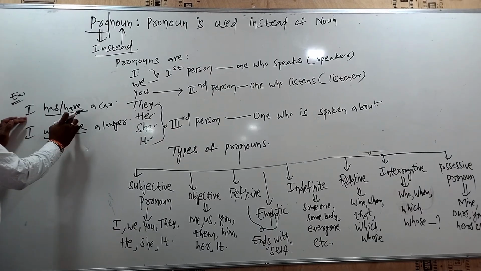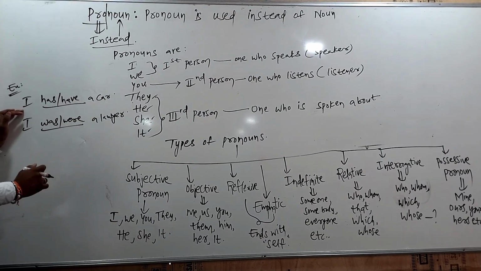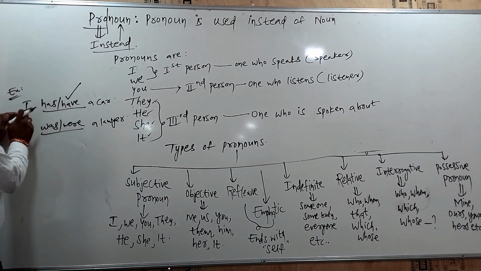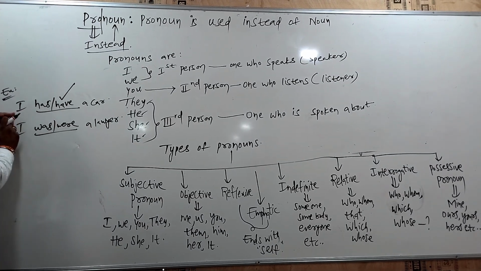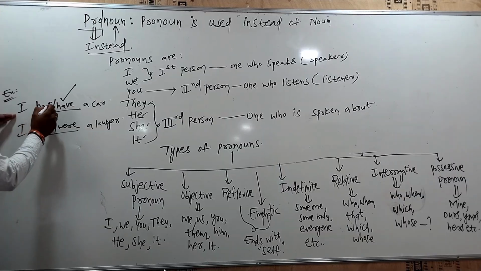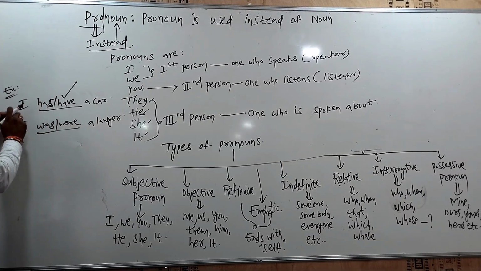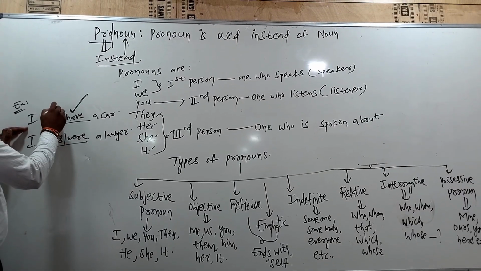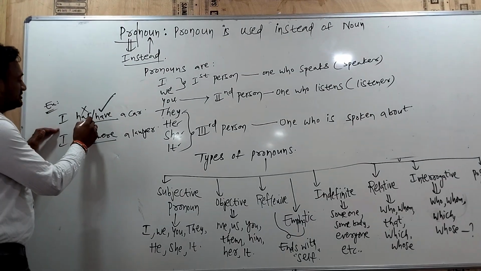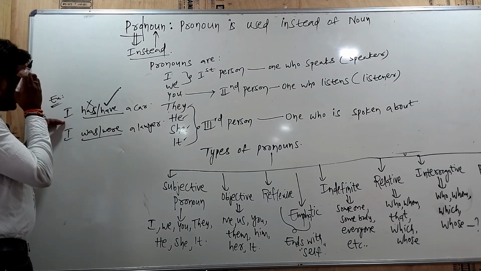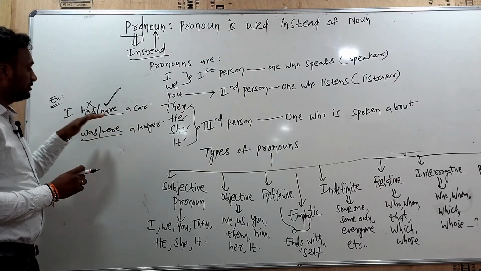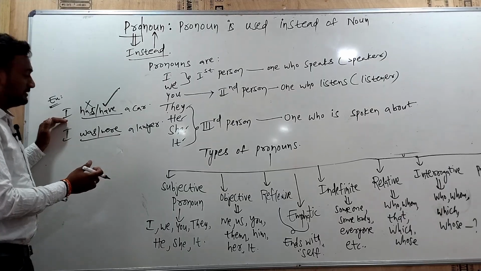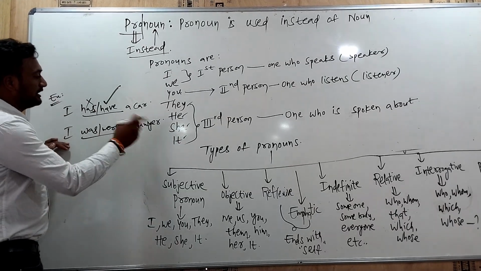So you know that, "I have" or "I has" a car. So what is the answer? Obviously the answer is "I have a car", because "has" is used with singular pronouns or singular subjects. You can't write "I has a car", because "has" is used with singulars. So from this example you will come to know that "I" is said to be a plural subject.